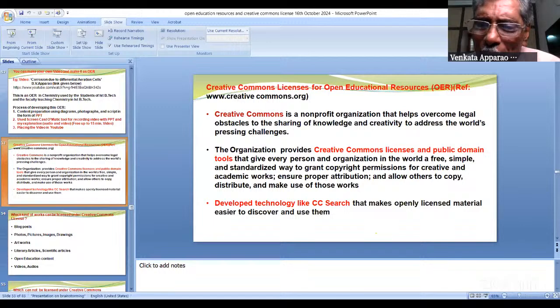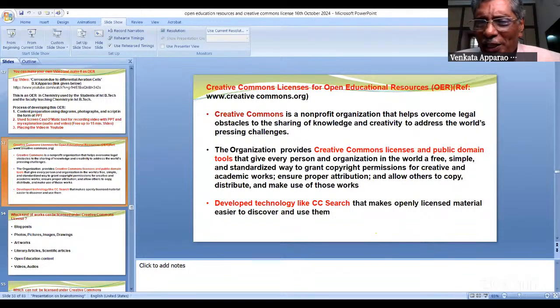And it also has developed its technology. Creative Commons organization also developed technology like CC Search. They have their own search engine, CC Search, Creative Commons Search, that makes openly licensed material easier to discover and use. So we go to the CC Search, we know what are all the materials in our related discipline that are available under CC license so that we can make use of them freely.